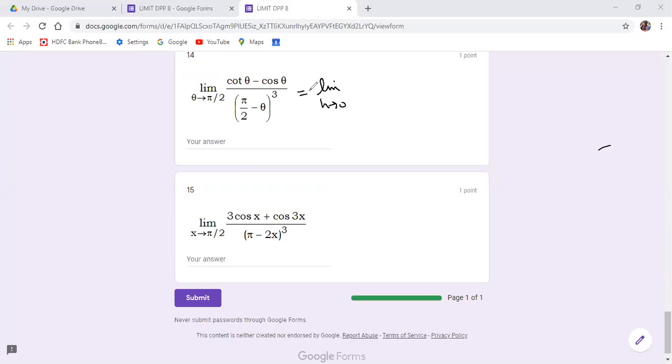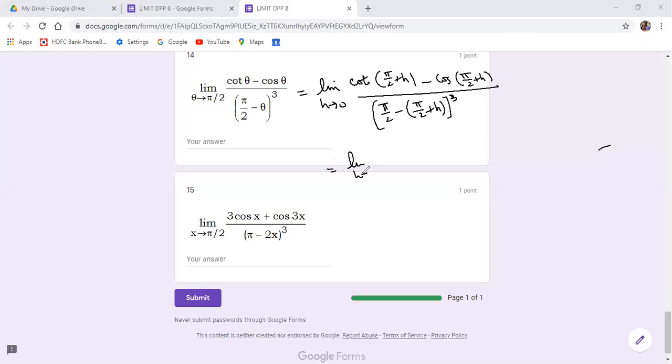Limit h tending to 0, cot theta replaced by pi by 2 plus h, minus cos of pi by 2 plus h, divided by pi by 2 minus pi by 2 plus h. Here also there is a cube, but here the minus cancels, it is a cube, because of one reason. Now this became limit h tending to 0.